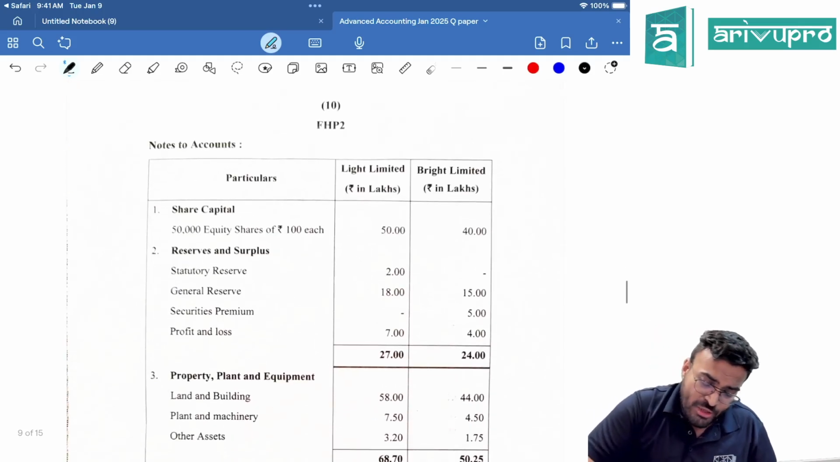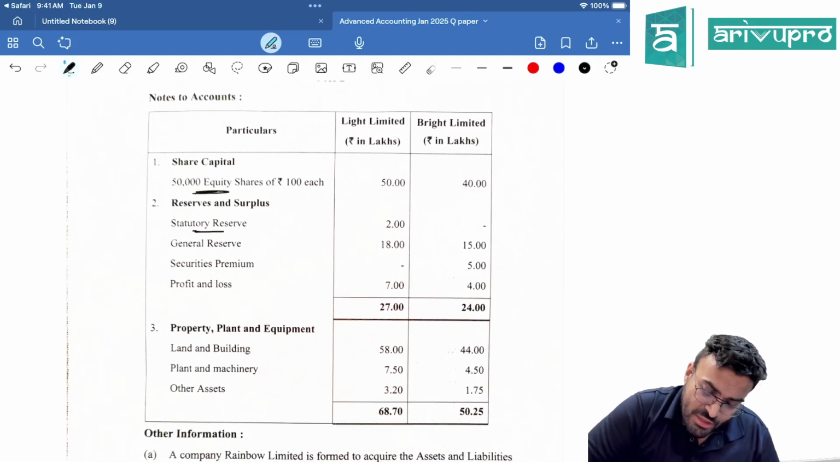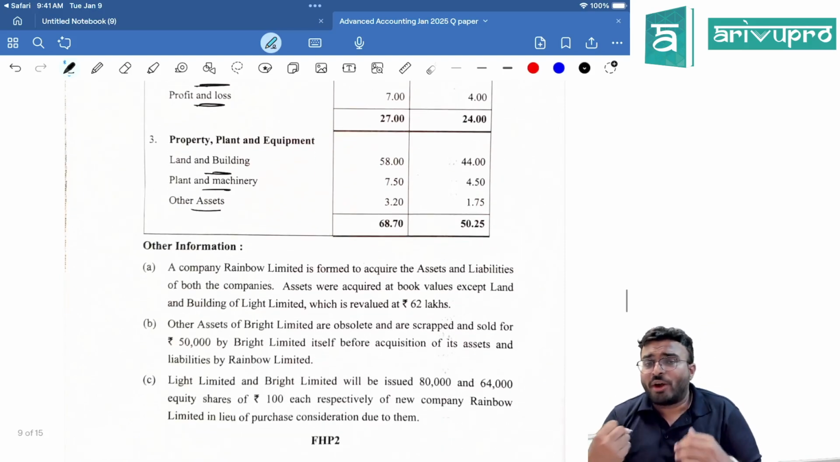Okay, obviously notes to accounts is there. Share capital is given of both the companies. Okay, statutory reserves, general reserves, securities premium, P&L. Okay, land and building, plant and machinery and other assets. Let's see what they have asked, guys.